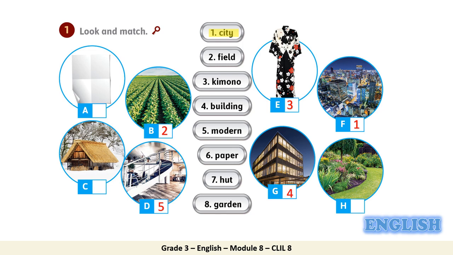Now number 6, paper. Correct. It's A. And number 7, hut. Well done. C. And the last one, garden. Great. It's H. Now you have it.